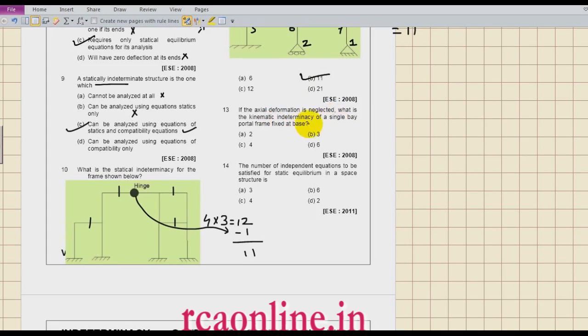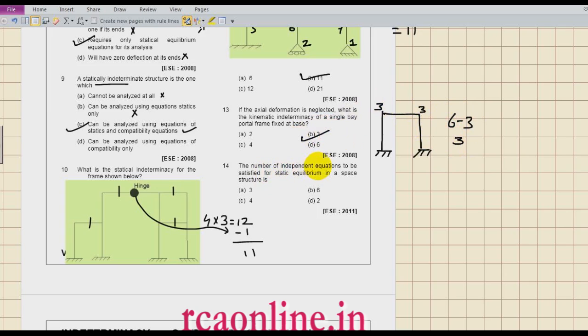Now if the axial deformation is neglected, what is the kinematic indeterminacy of a single bay portal frame? Okay, he has not said anything about the storey. So it is single bay, single storey. Is it okay? Clear? So what is the kinematic indeterminacy? 3 here, 3 here, 6 minus 3 because of axial deformation. So the right answer is 3.